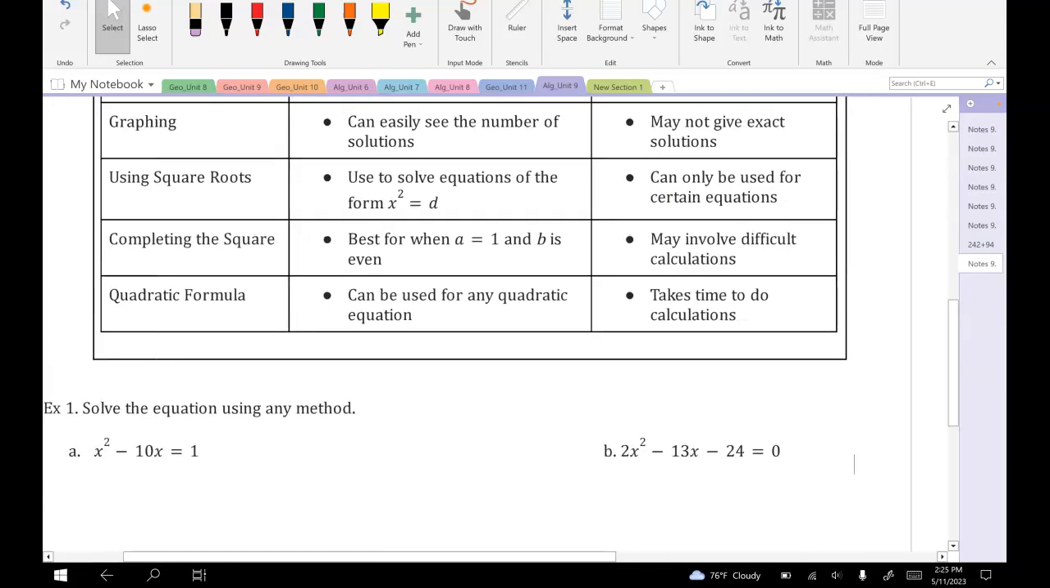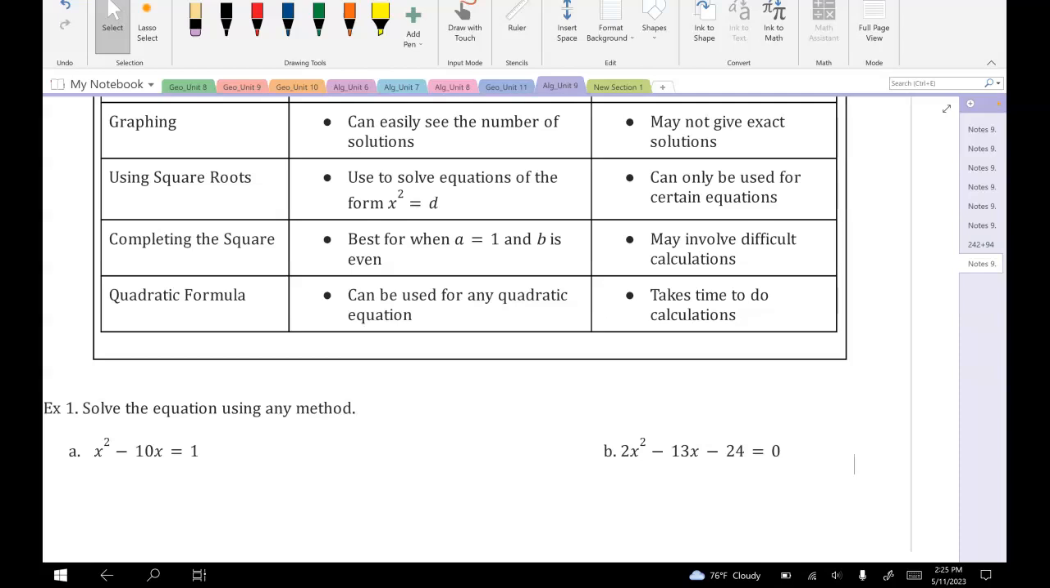Last method, quadratic formula. The big pro, why this is good to use, is that it can solve any quadratic equation. No matter what you're given, if you plug it into your quadratic formula, you're going to get out your solutions. The con of it, as you saw yesterday, is it's a lot of writing things down. It takes up a lot of space. You may not like that aspect. You may not like just plugging in numbers and going. You may want a more efficient method. So that's where a disadvantage could be.